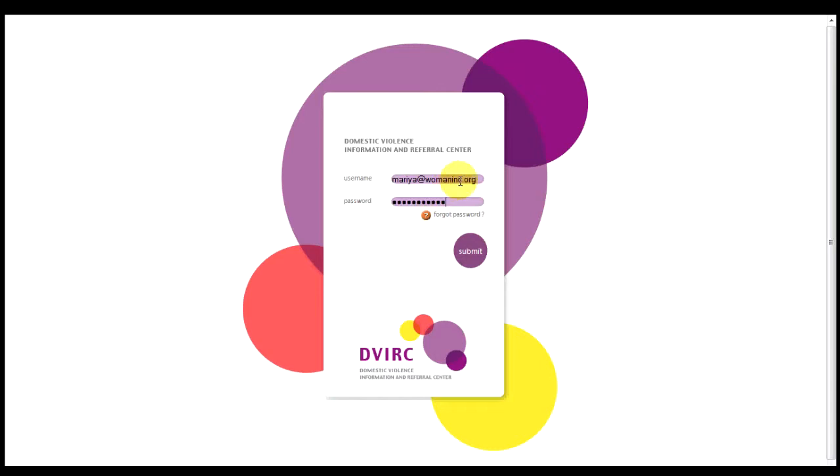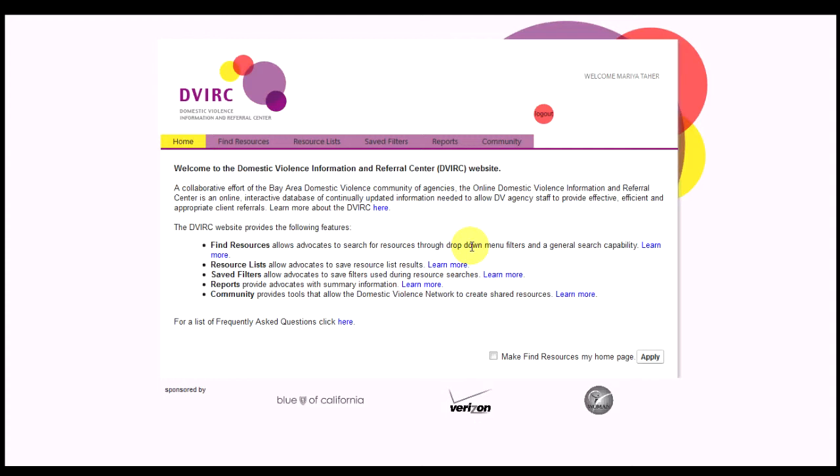Each agency is allowed up to 2 usernames. Usernames can be shared within the agency, and multiple users can be logged on simultaneously using one username. After I've logged onto the site, if this is the first time I'm logging on using the agency's username, I will be taken directly to the home page. Before I go over the features, I'll give you a little background on the DVIRC.